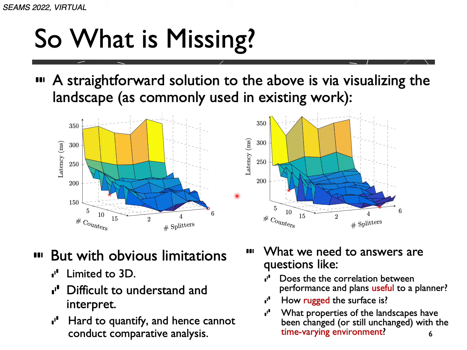So the questions we would like to answer with planning landscape analysis for SAS are things like: does the correlation between performance and plans really help planners, that is, whether this kind of shape can guide a planner towards better plans? Also, how rugged is the surface, and can we quantify the ruggedness of this shape? And what properties of the landscape change, or even stay unchanged, between different environments? These are the questions we try to answer using the techniques and notions in this particular work.